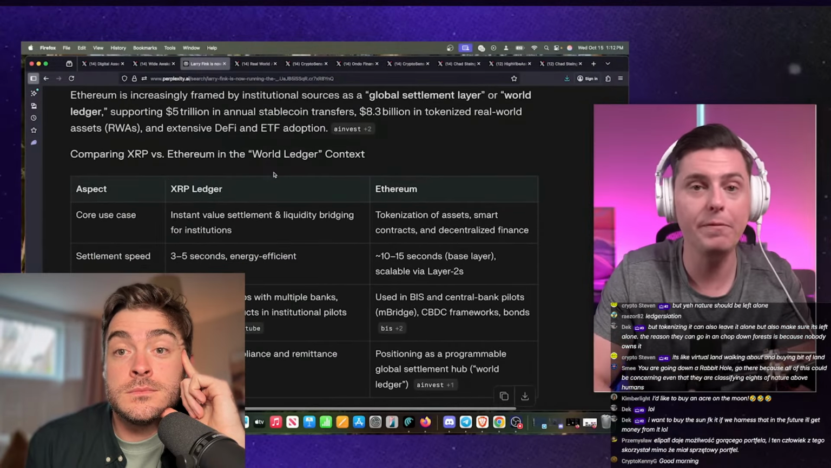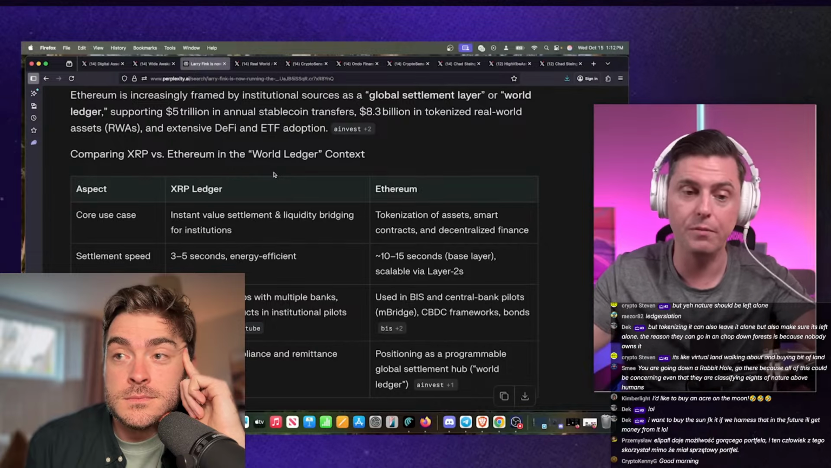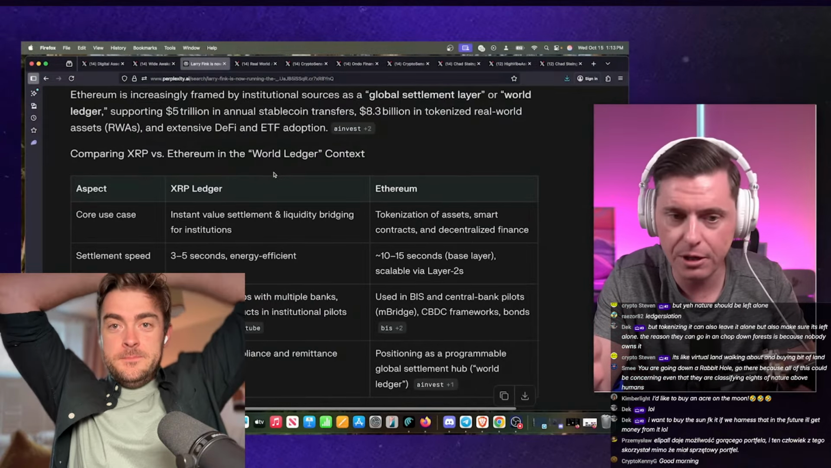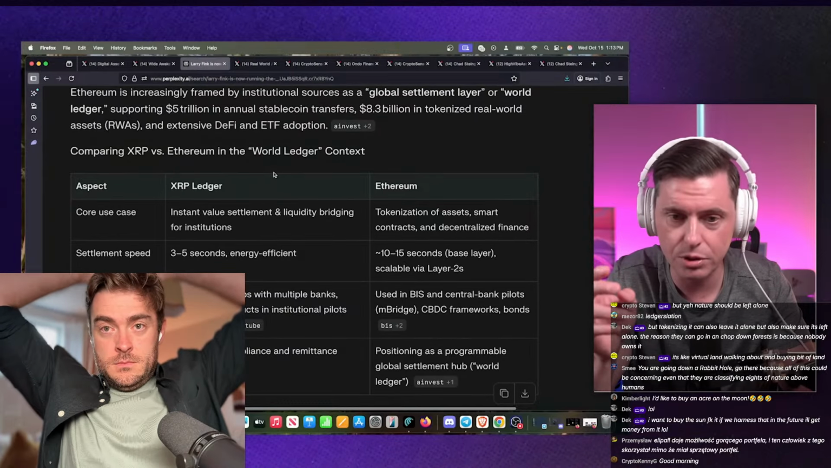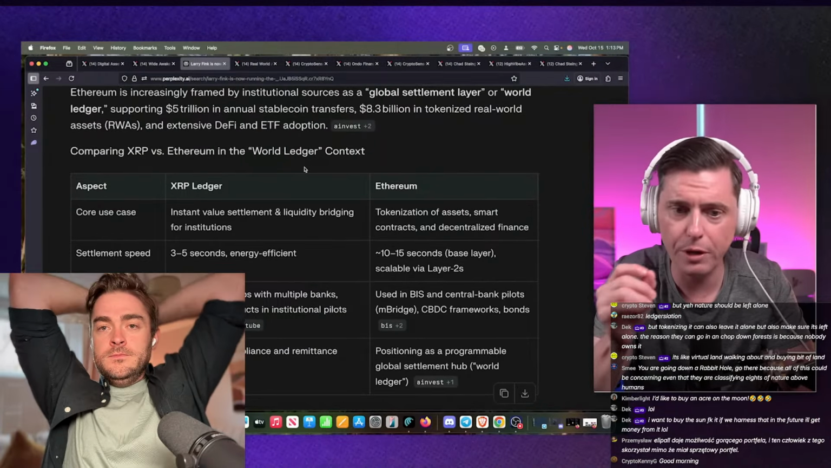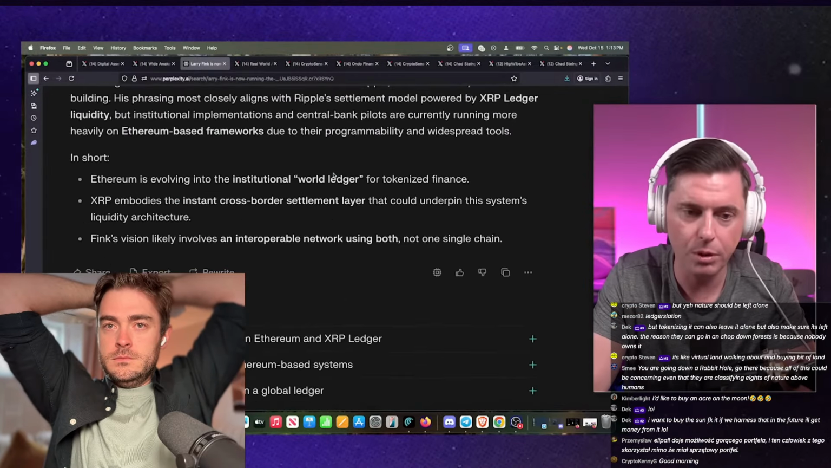Now, it's going to be very interesting to see who, in fact, is trusted, or is it going to be a mixture of all of these different things rolled into one? I would imagine it'll be a mixture. Ethereum is increasingly framed by institutional sources as a global settlement layer, or world ledger, supporting 5 trillion in annual stablecoin transfers and 8.3 billion in tokenized real-world assets. And then also, when Larry Fink is asked about it, it's like all boats rise in the flood.